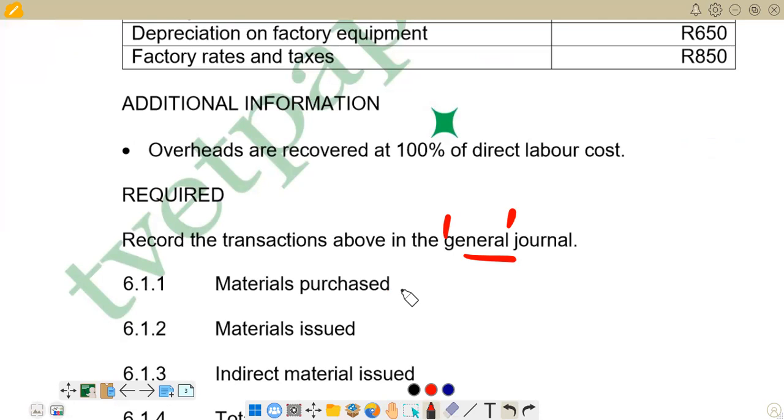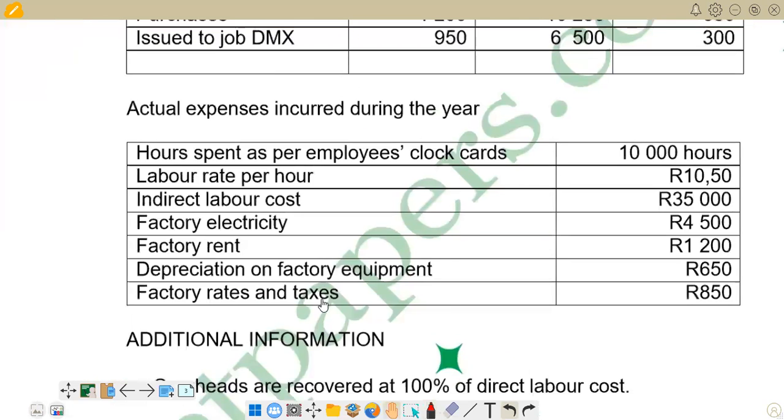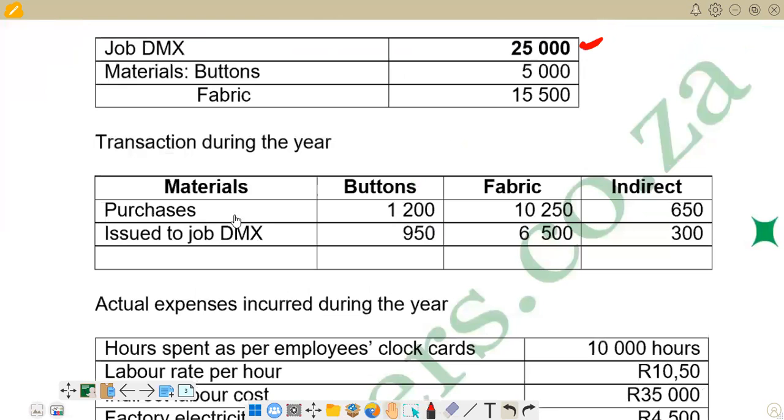So we are going to present the double entry that we have in terms of materials purchased. So we go up there, we see that we have got information in terms of the materials that we purchased. This is the row that we have that is giving us information on what is being purchased. We've got 1,200, 10,250, 650. So let's try to add that.